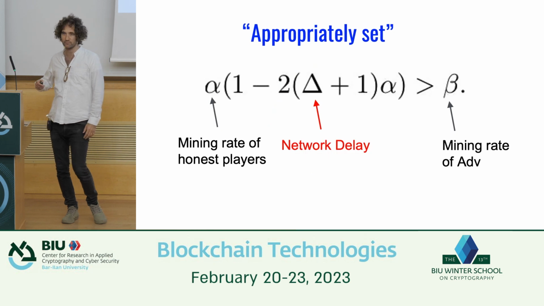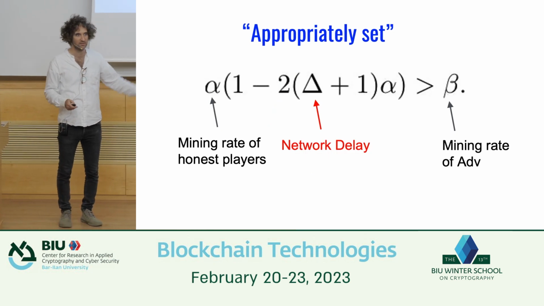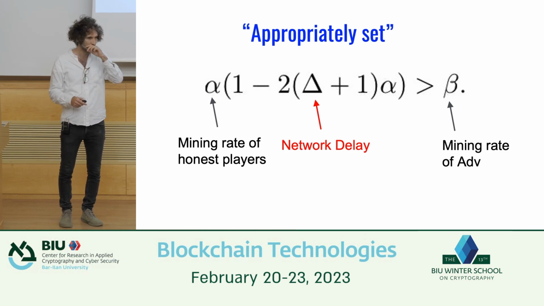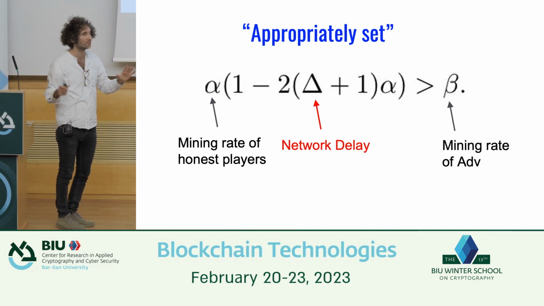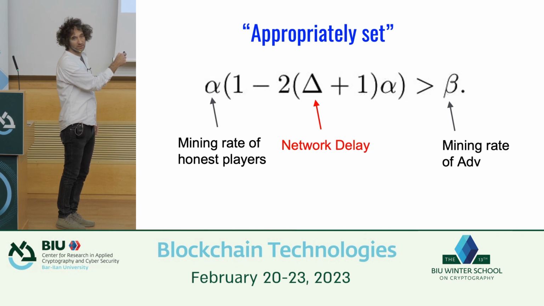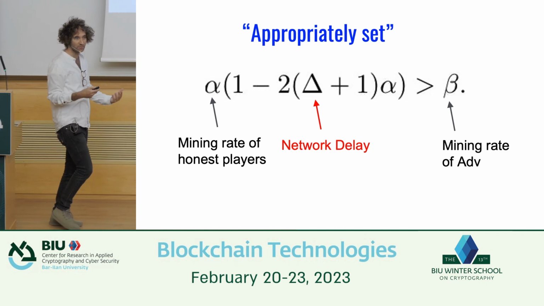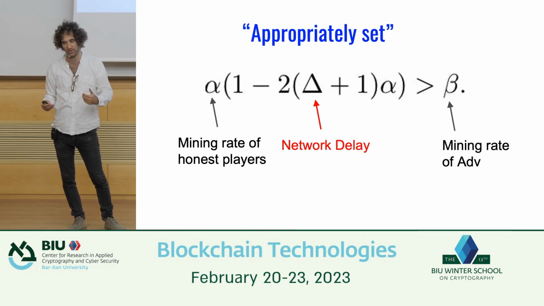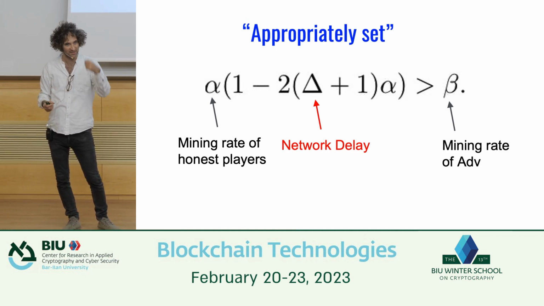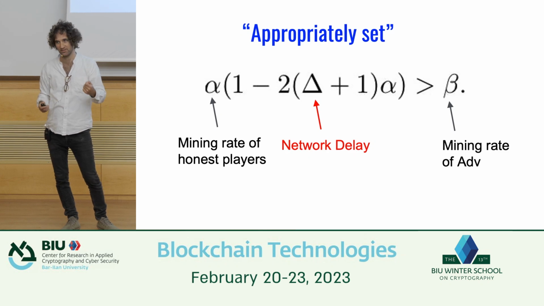So a little bit more detailed. What we actually show is that security holds when this equation holds. Okay. So let me explain what this equation is, because it's kind of clean, and it at least explains the components here. Alpha here is the mining rate of honest players. So by mining rate, I mean roughly, in each second, what's the probability that an honest guy finds a block? Okay, that's how fast honest guys find blocks.